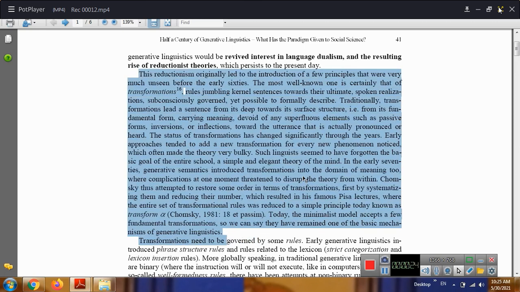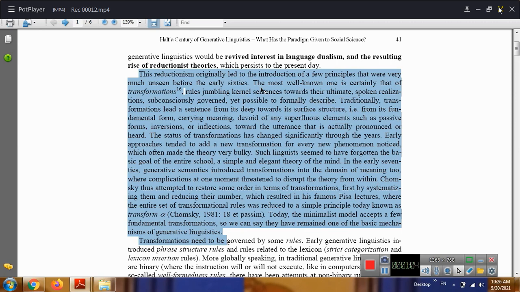This reductionism originally led to the introduction of a few principles that were very much unseen before the early 60s. The most well-known one is certainly that of transformations. You know that transformation is common in syntax, and by transformations we mean rules taking kernel sentences toward their ultimate spoken realization, subconsciously governed, yet possible to formally describe.